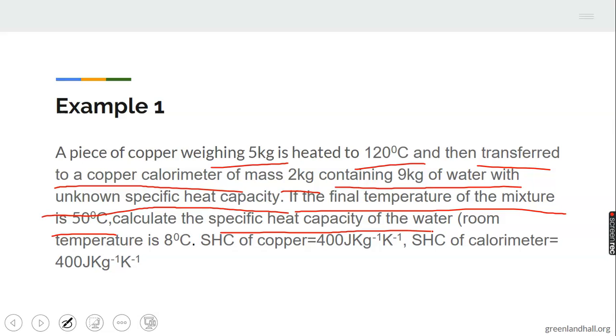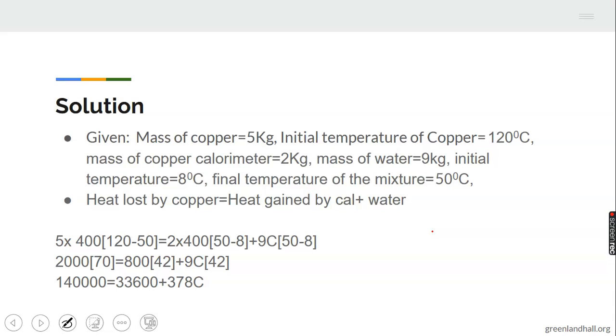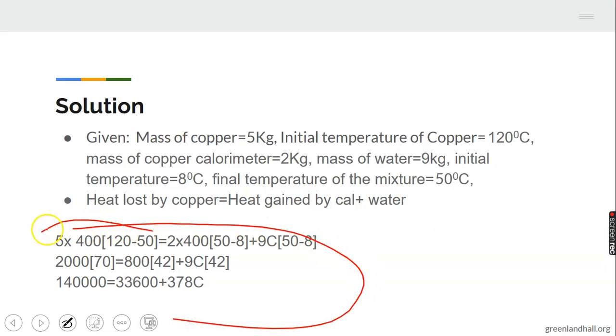Meanwhile, the calorimeter and the water are receiving heat. We can say that the heat is being lost by copper and being gained by the water and the calorimeter. That is a very important hint that will help you to solve the problems. So let's continue. You can see this space is small because of time and space.